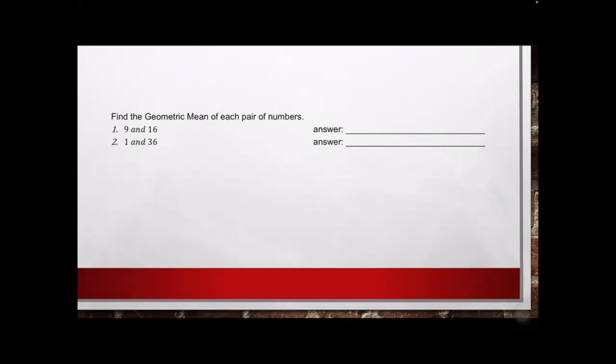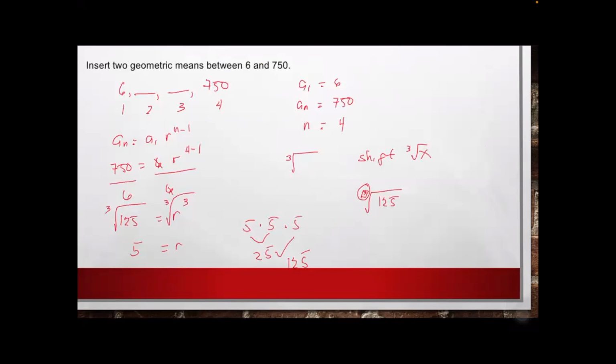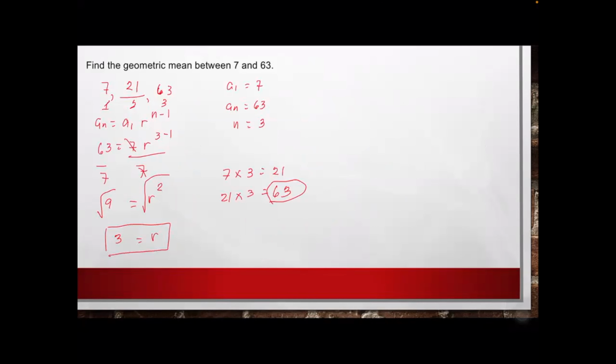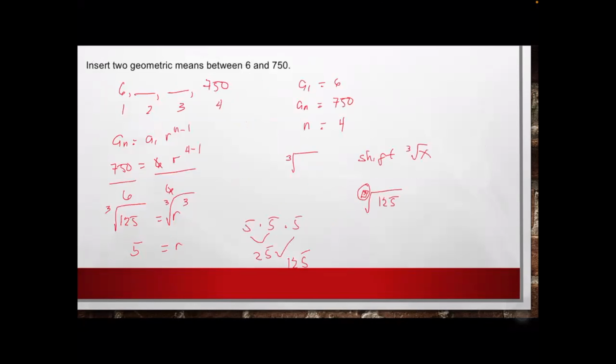What is the mean? The mean is the one in the middle, right? Yes, it is the one in the middle of two numbers. Right? 7, blank, and 63. What is the mean? That's 21. Then 6, blank, blank, then 750.